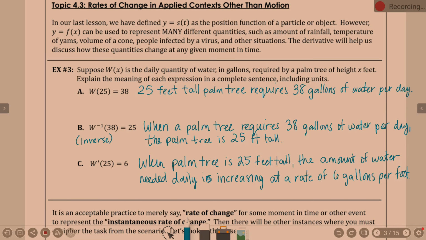Okay, so when a palm tree is 25 feet tall, the amount of water needed daily is increasing at a rate of 6 gallons per foot. And we understand why it was increasing. It was increasing because that 6 was a positive 6, right?